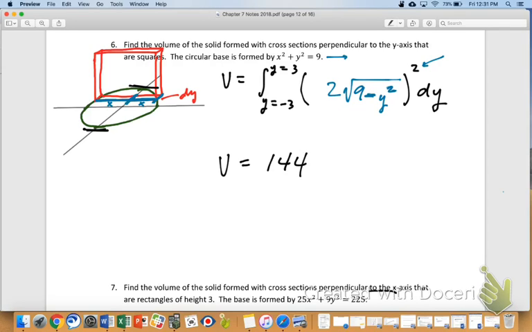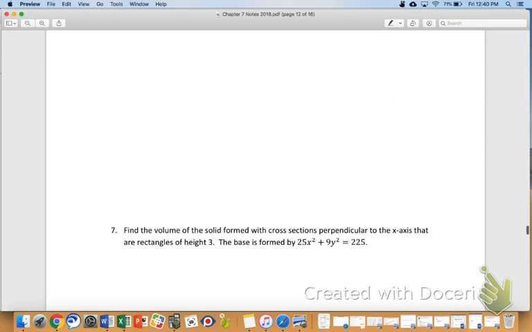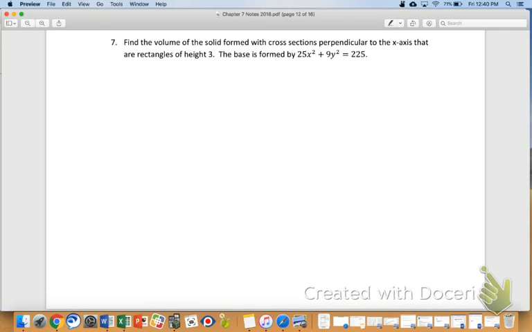Okay, so if there's no questions, we're going to move on to number 7. So number 7 looks like this. Find the volume of the solid formed with cross-sections perpendicular now to the x-axis. And the cross-sections are now rectangles, no longer squares. And the rectangles have a height of 3. The base is formed by that. Does anybody know what that is? Not a circle. An ellipse.